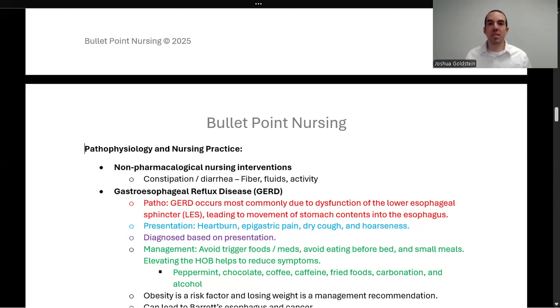This is diagnosed based on presentation, where the patient explains the heartburn, they explain when they get it, all of those types of things. It's a very classic case. Millions of people have GERD. Fortunately, it's easily treatable. So how do we treat it?